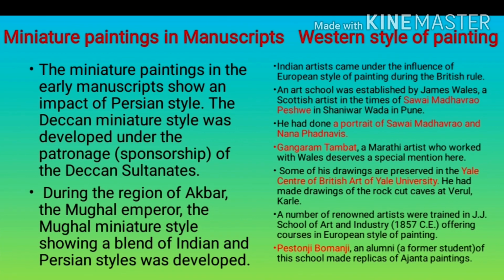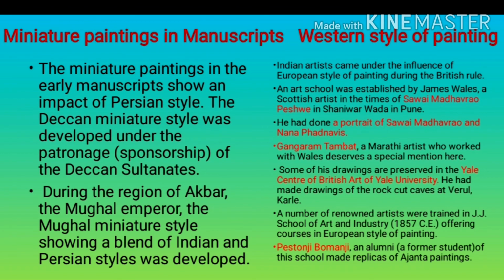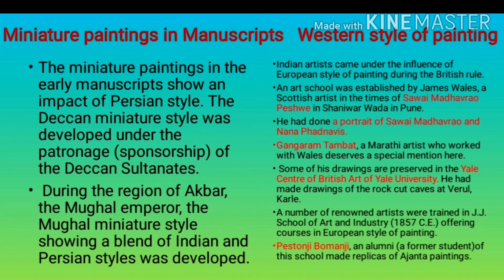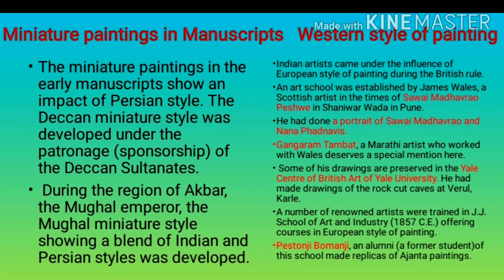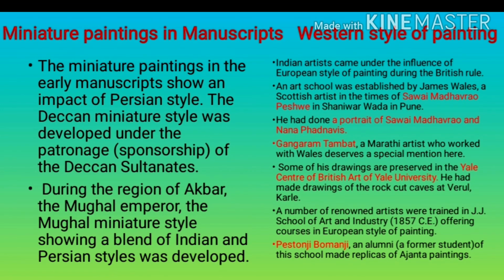Next heading is miniature paintings in manuscripts. The miniature paintings in manuscripts have an impact of Persian style, and in those days this kind of painting was developed under the sponsorship of the Deccan Sultanates, Deccan kings or monarchs. During the reign of Akbar, the Mughal emperor, the Mughal miniature style showed a blending of Indian as well as Persian style.